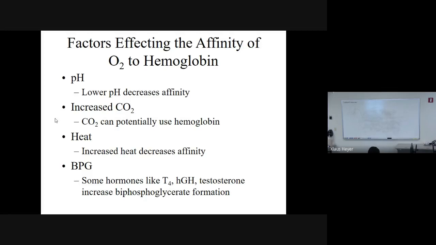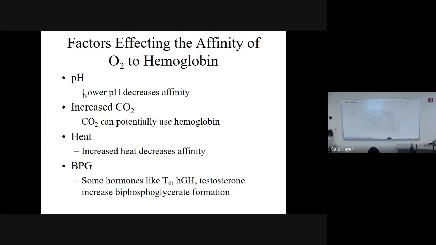So these top two are reasons that we don't want a lower pH in our blood. Blood pH should be about 7.4, right? So you don't want it to be lower than 7.35. That would be acidosis. You don't want too much carbon dioxide to build up. That will displace oxygen.